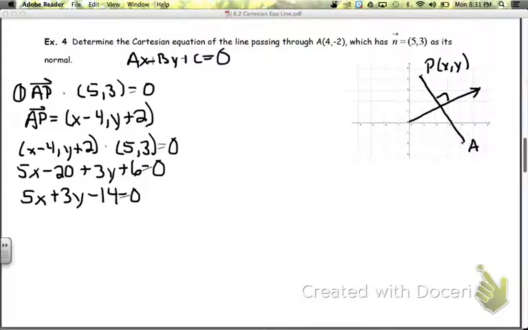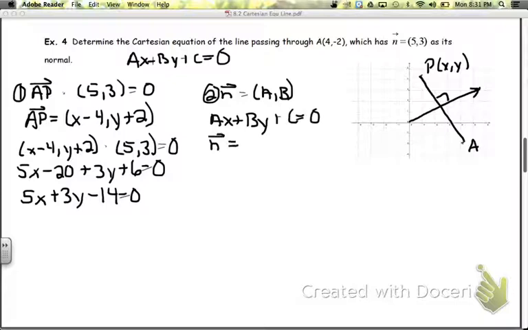And that's actually just our Cartesian equation there. But let's look at our second way too. So we have our normal, which is our AB. We know that our Cartesian equation is ax plus by plus c equals 0. We also know our vector n, which is (5, 3).